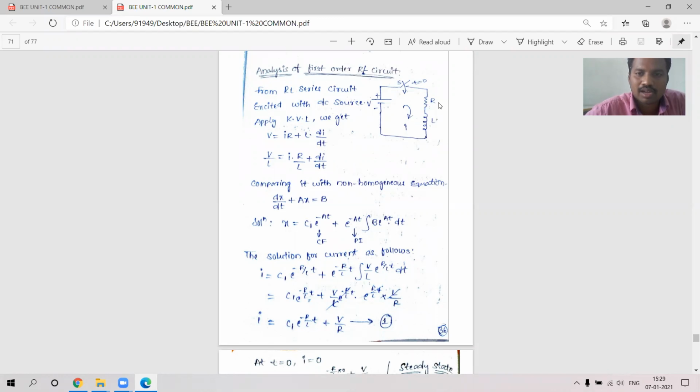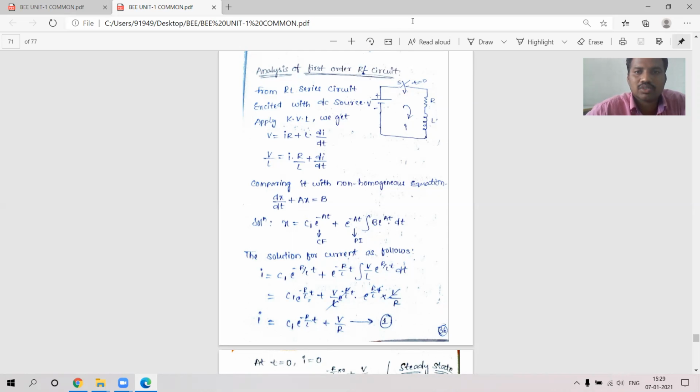I have considered an RL series circuit. For this, I need to find the current through these branches, that means what will be the current for this closed loop. When considering the analysis of first order circuits, we need to consider the initial conditions, that means the past history of the inductor.